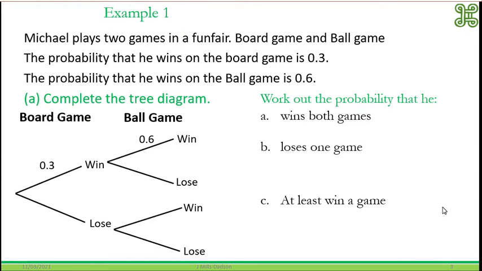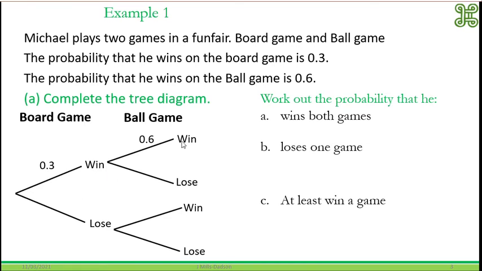So let's look at our first example. Please pause the video to read the question yourself to understand. So here, Michael plays 2 games in a fanfare, board game and ball game. Probability for each game is given. Now you need to remember that probability for each game is different. So in terms of using tree diagram, it's mainly for events whose outcomes are not equally likely. Unlike the sample space diagram, which we do for equally likely outcomes, this one is for non-equally likely outcomes as well.